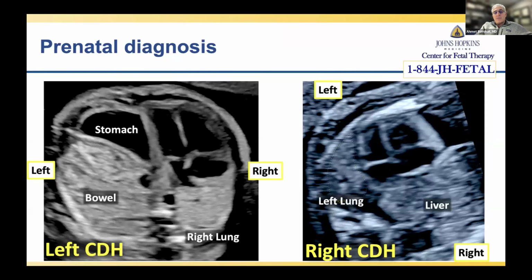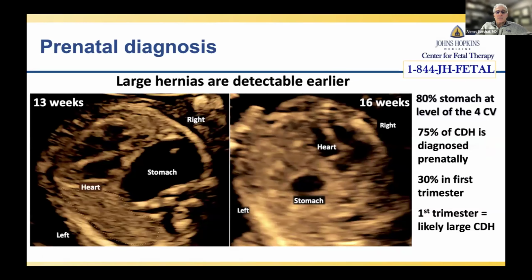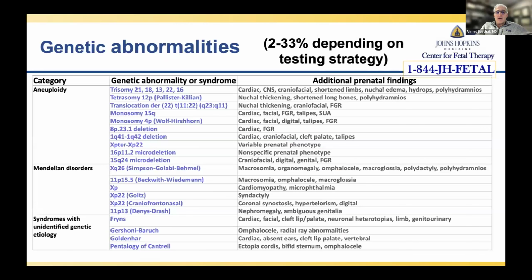So here is an example of what a right-sided and a left-sided CDH would look like classically. About 60% of diaphragmatic hernias are diagnosed prenatally. And as a rule of thumb, the earlier you see it, the more severe the hernia likely is. So here on the left-hand side, you see a CDH at 13 weeks or at 16 weeks. I showed these before. So an early CDH is likely to be a large one.